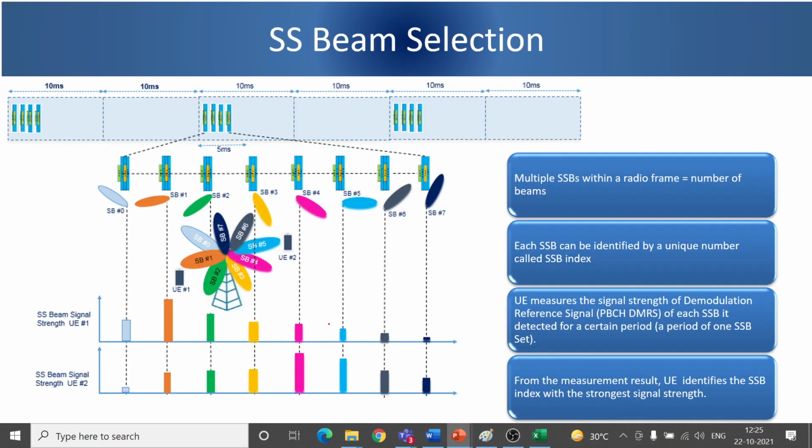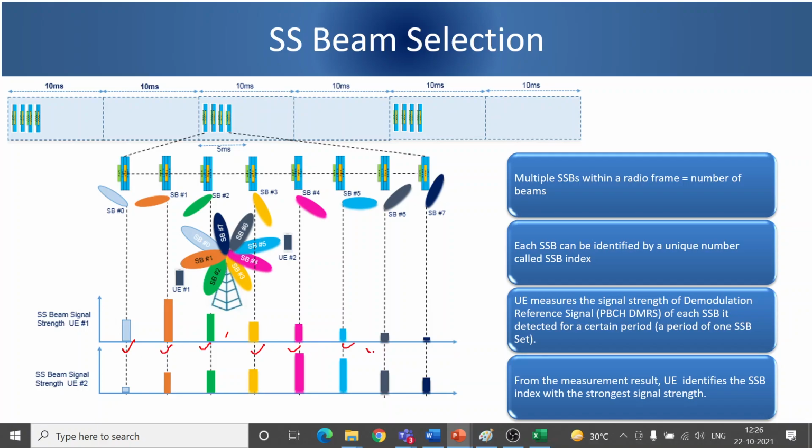Okay, fine. Good. So that means the multiple beams are being transmitted, right, in different directions. Why different directions? Because as I said, if this is the tower, in all directions, one by one, different SSBs will be transmitted. Now, the user equipment, when it tunes the frequency, receives signals from multiple SSBs. So it receives so many signals, right?